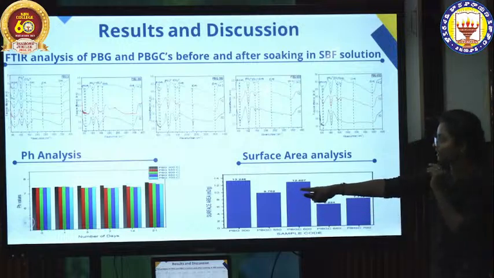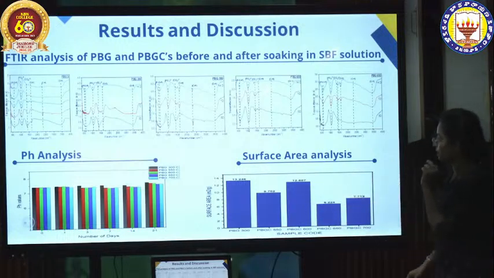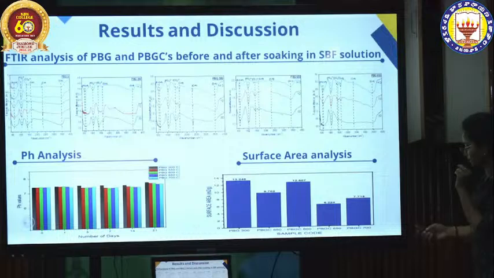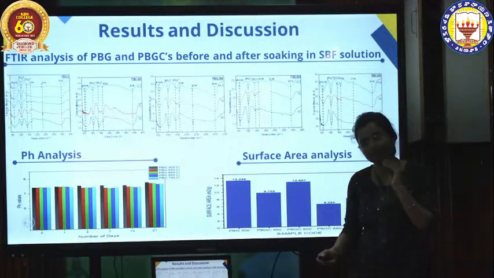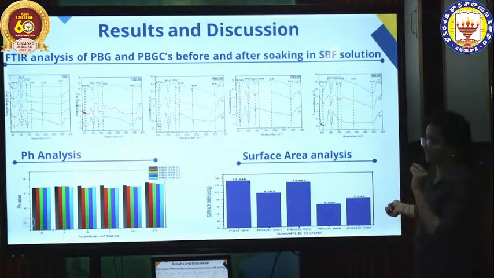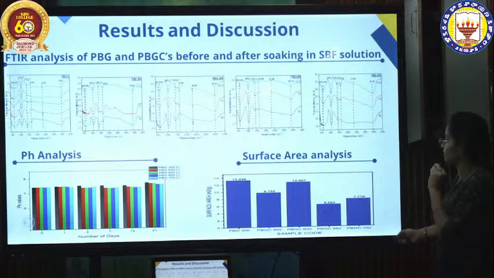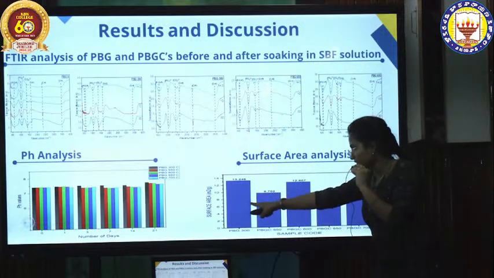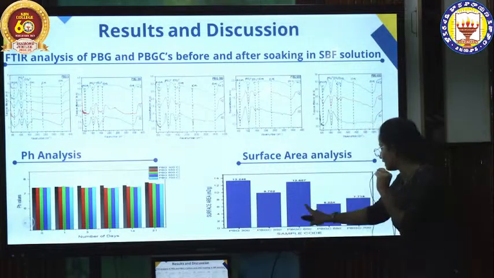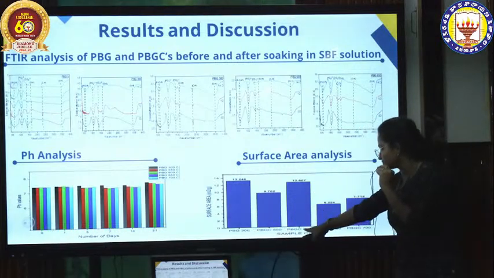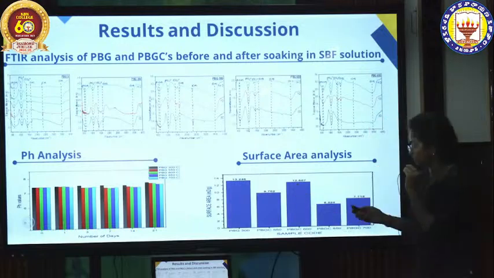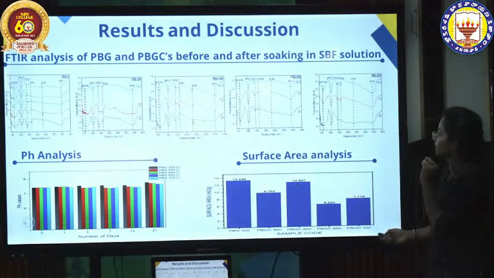And this is the pH analysis of the samples. Also, this is the surface area analysis. Though my surface area analysis is showing low results, as they are non-porous when I confirmed with BET, I still have to do it with the after-soaking samples. Here, the better surface area is shown by the glass as well as the 600 degrees Celsius glass ceramic.